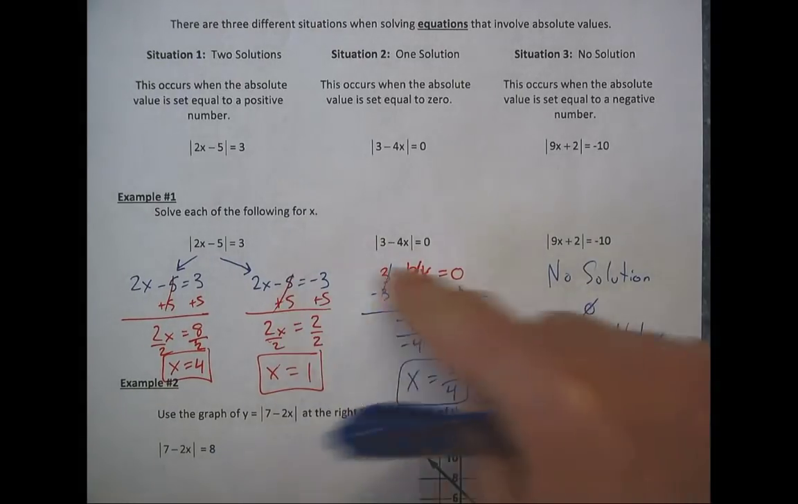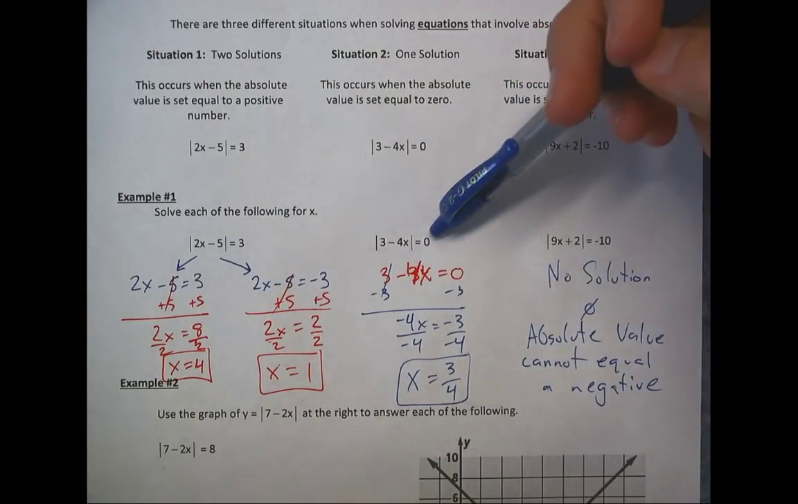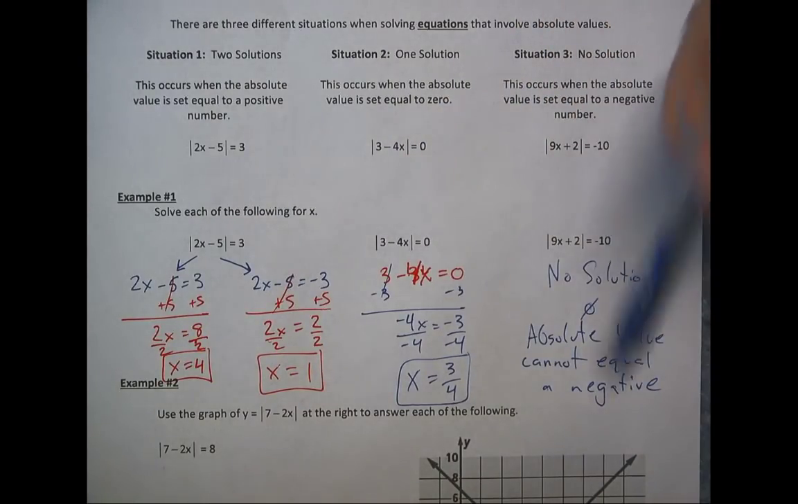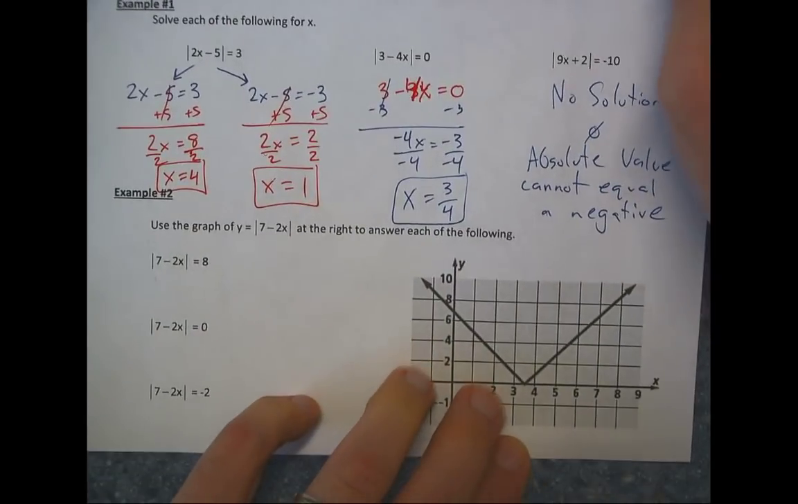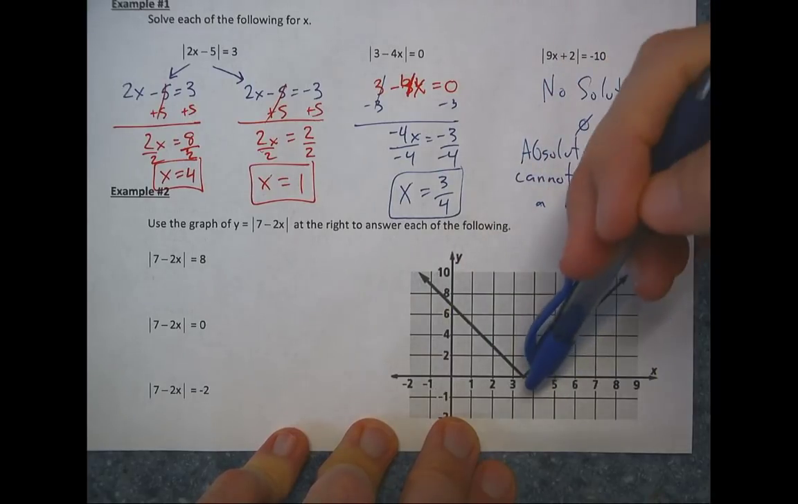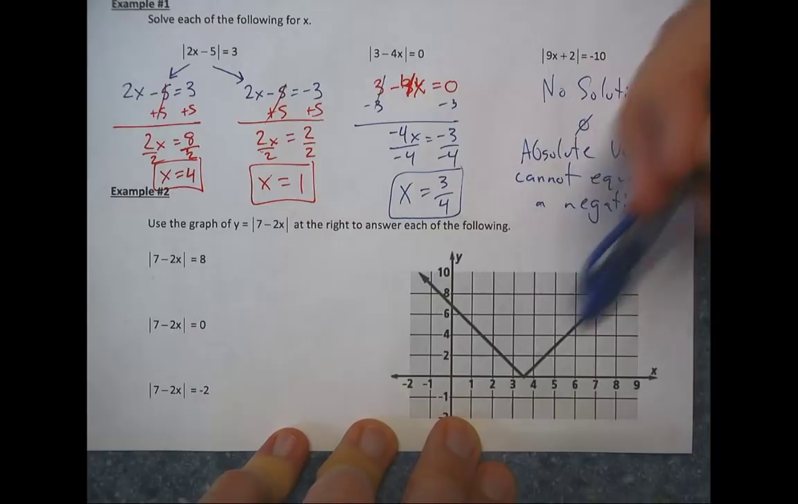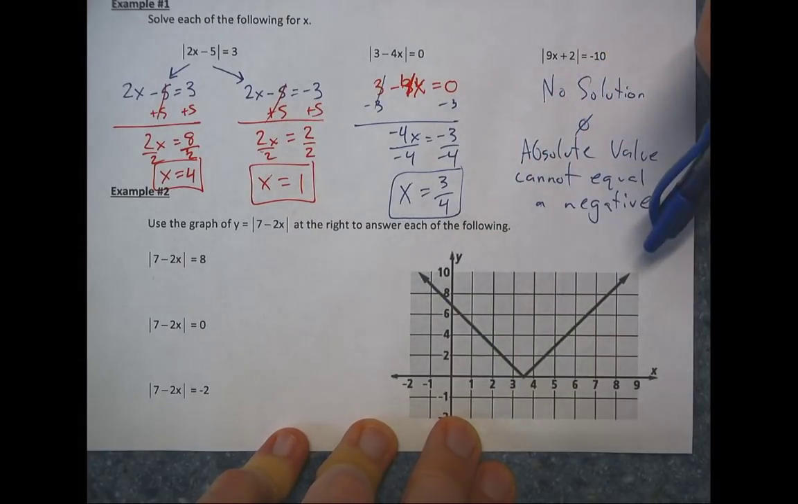All right, so those are your 3 different situations. Positive number, 2 answers. 0, 1 answer. Negative number, no solution. Now, when we put these on the graph, they're not going to be straight lines. They're going to be 2 straight lines that intersect and then kind of go somewhat in opposite directions. And they're going to make these V's.